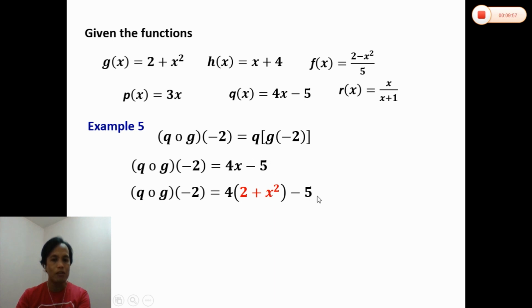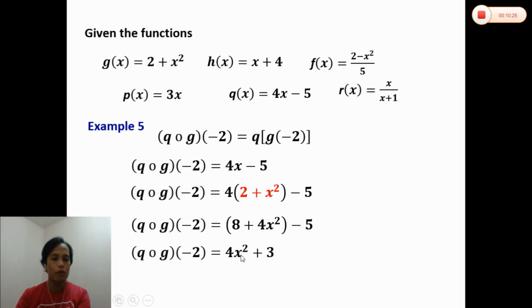copy minus 5. Then we need to distribute 4 to the terms inside the parentheses, so that gives us 4 times 2 is 8, and 4 times x squared is 4x squared, and we copy minus 5. Since 8 and 5 are constants, we can combine 8 minus 5 and we just simply copy 4x squared. Then 8 minus 5 is 3.